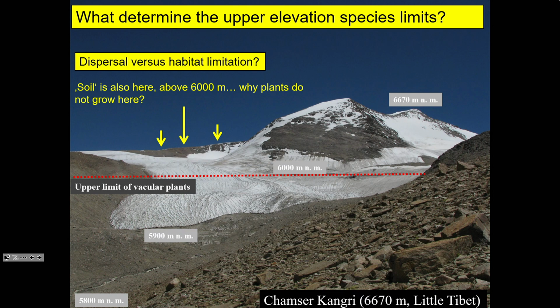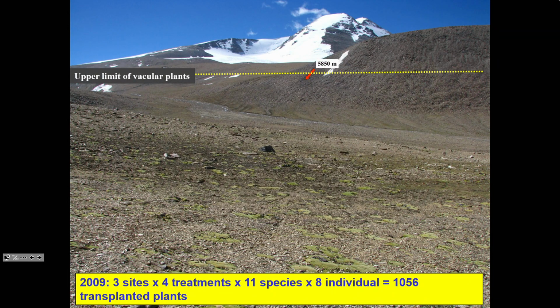One of the reasons is that plants have somehow limited dispersal. So they could grow higher, but they cannot get there. So let's test that. Let's take the plants, bring them to higher elevation, and if they are going to survive there, we could say that the problem is with the dispersal or with, let's say, the early juvenile stages. So if the adult plants make it, this would be an indication that the problem is with the dispersal or regeneration.